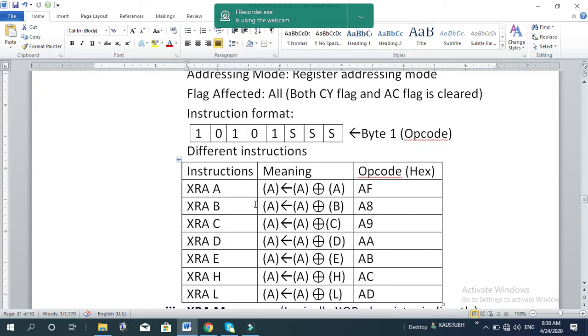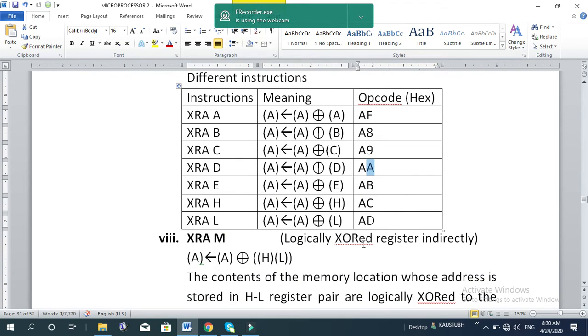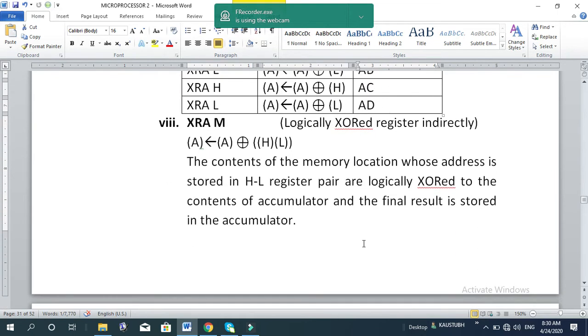Okay, and say for XOR D, the content of register D is XORed with the content of the accumulator, and the result is stored into the accumulator. So for D it is 010, therefore 10101010, that is AA hex. Okay, so next is XOR M.